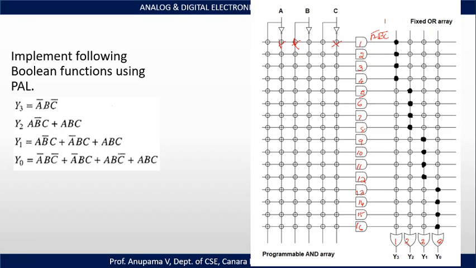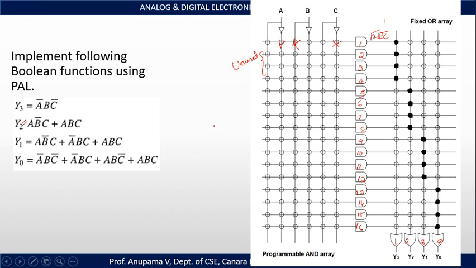So no more term in the expression Y3, hence the AND gates 2, 3 and 4 are unused, since they are the input for OR gate 1. So the output of OR gate 1 is nothing but Y3. The next expression to be implemented is Y2.